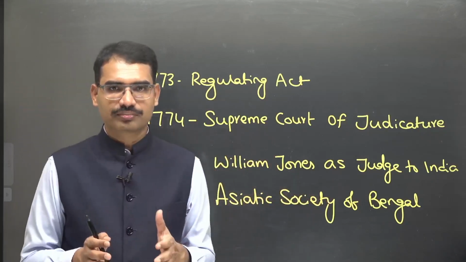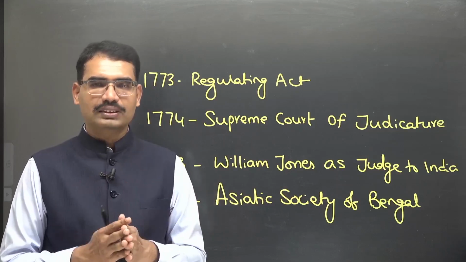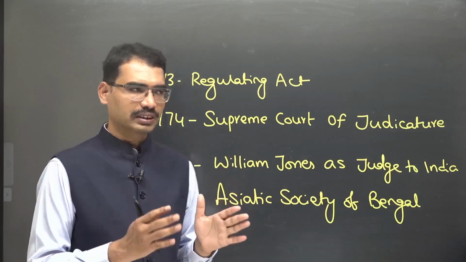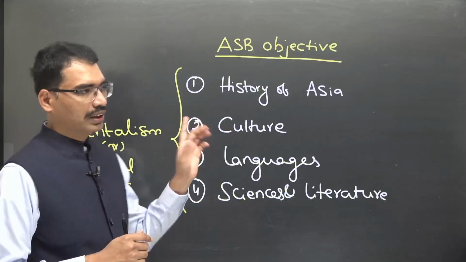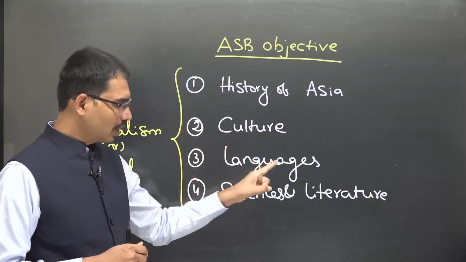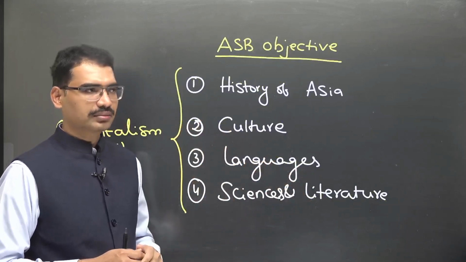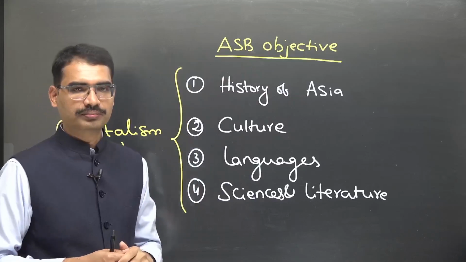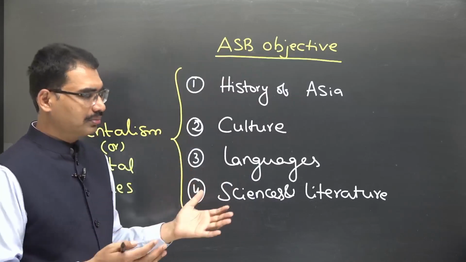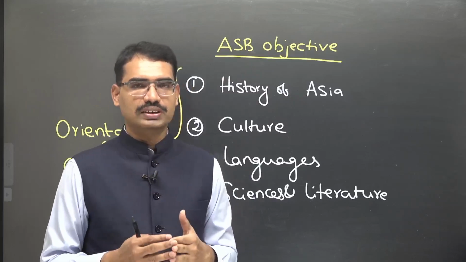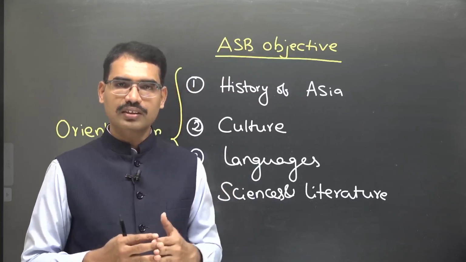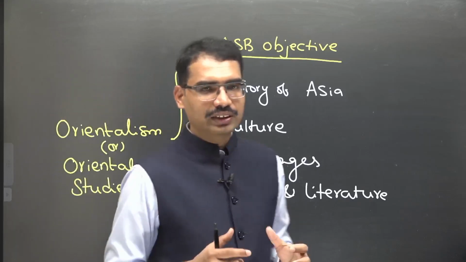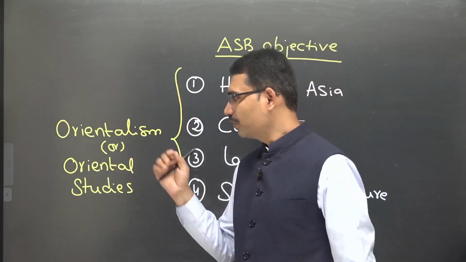He was a judge. They didn't know about Indian practices, Indian languages, Indian customs and traditions. That is why he showed a lot of deep interest in Asia's history, culture, languages, Indian sciences and literature. These were the general objectives of the Asiatic Society of Bengal. Along with him, many other people also gradually showed interest in understanding more and more about India and Asia. That is why, later, collectively, these studies laid the foundation for Orientalism.